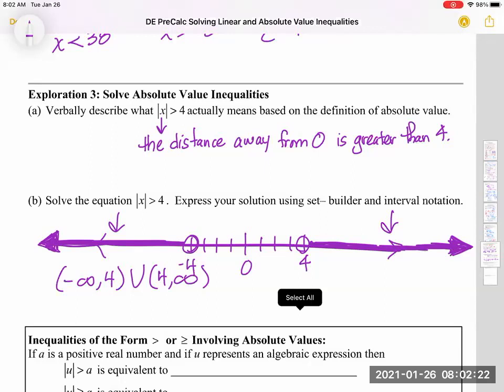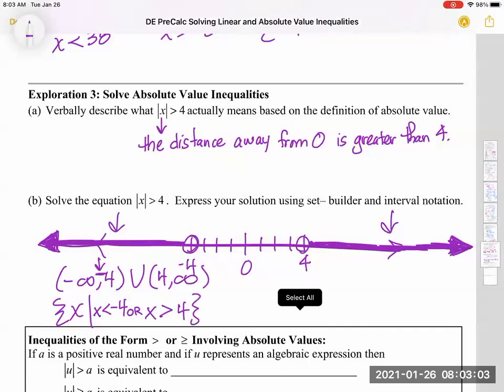Your set builder notation is going to be all x such that... for this, you would have to write it out. We'll do the easy one on the right first. So x is greater than 4, and then you're going to say or x is less than, oops, I forgot the little negative sign there. Sorry about that. X is less than negative 4.